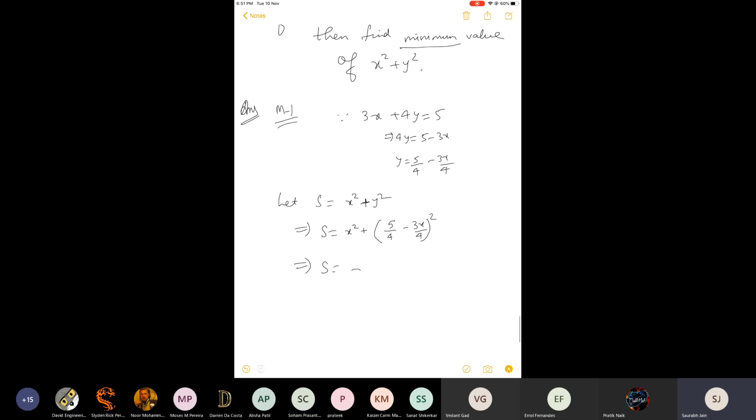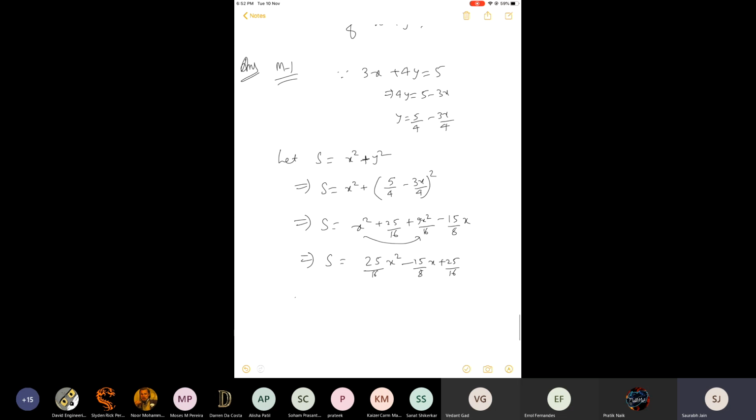So s will come out to be x square plus 25 by 16, 9x square by 16, and then 2ab, which will become 15 by 8 x. So finally, I can write it as 25 by 16 x square after adding these two, minus 15 by 8 x plus 25 by 16. We have to find the minimum value of this expression, right? Minima. So now we find ds by dx. Differentiation of x square is 2x, so 2 will get cancelled by 16: 25 by 8 x minus 15 by 8.